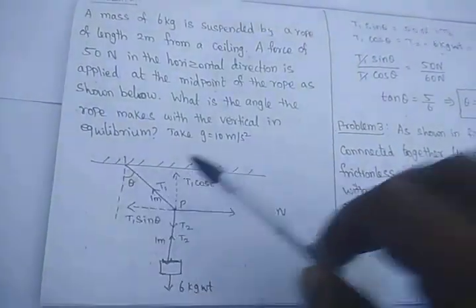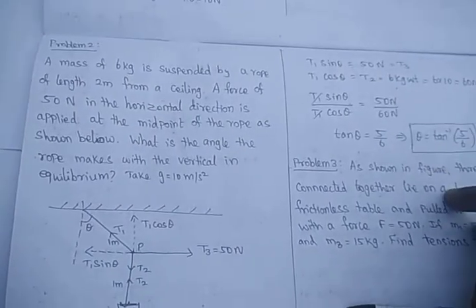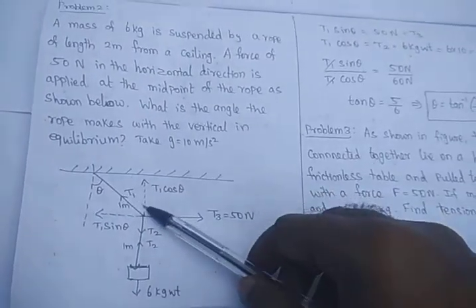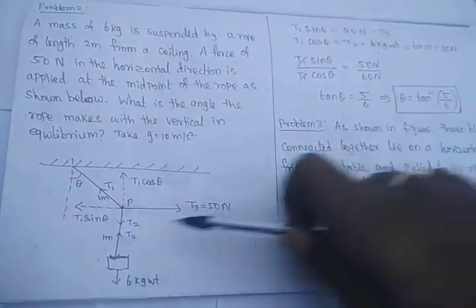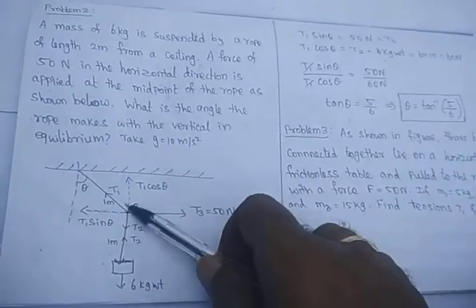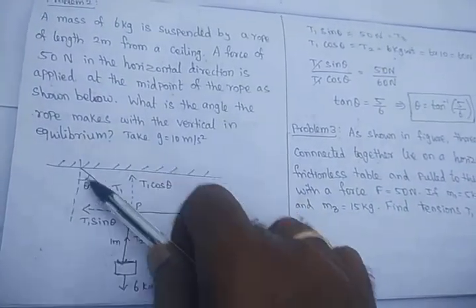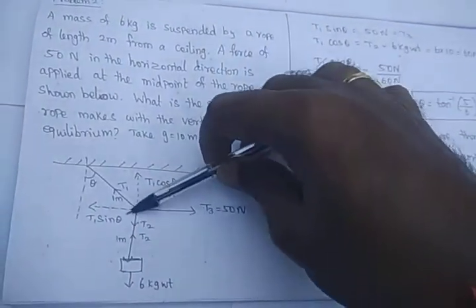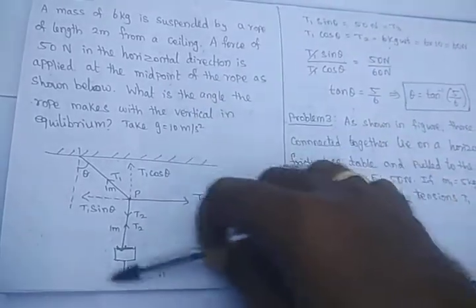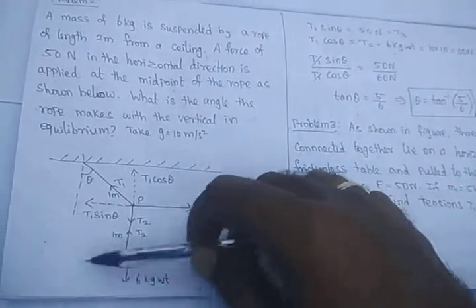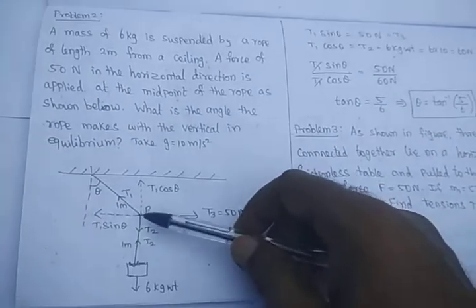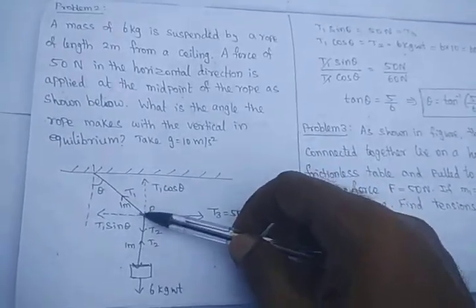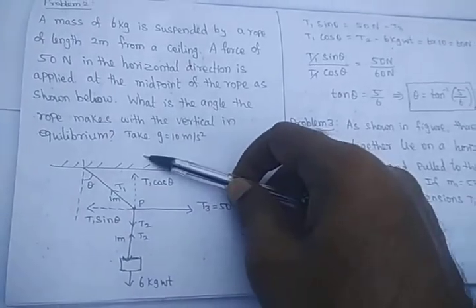What is this angle they are asking for? Again we go for that. This is the tension T1. So here T3 is for this. If you are pulling in this direction, the horizontal force is acting in this direction. There will be a tension T1 acting towards the ceiling, and there is a tension T2 towards the weight of the ball, that is the 6 kg mass. So what will happen? This is T1, this is T1 sin theta, and this is T1 cos theta.